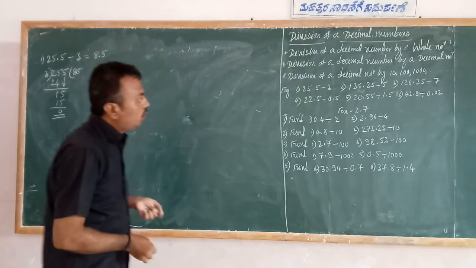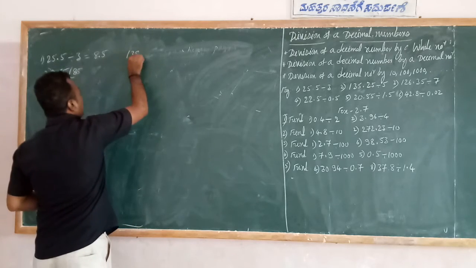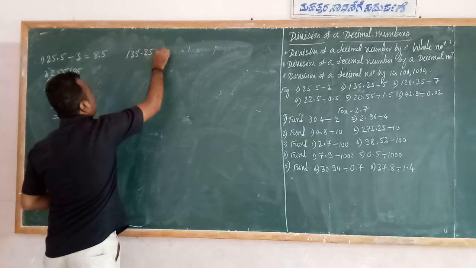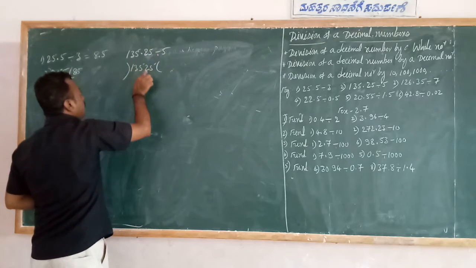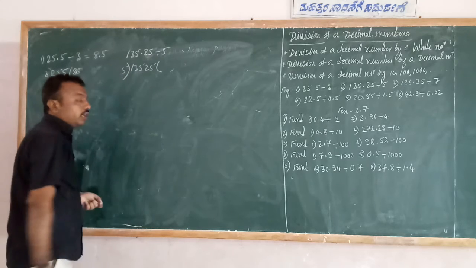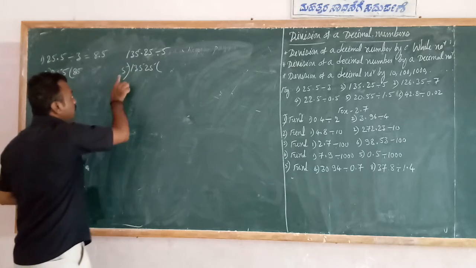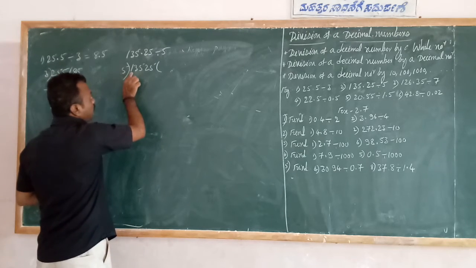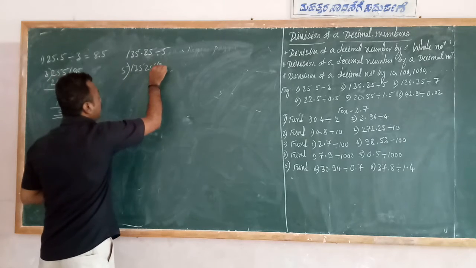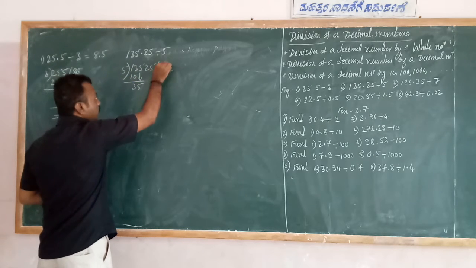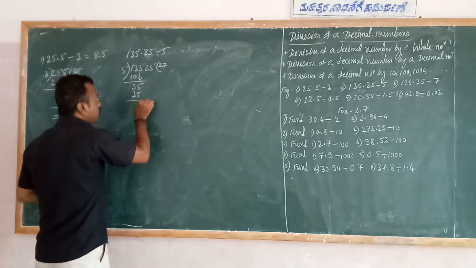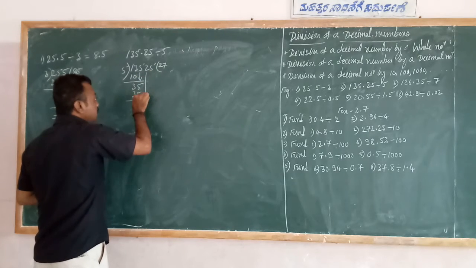135.25 divided by 5. Same, 13525, so leave the point. As usual, divide it the way we do in the number system. 5 is a 1 digit, so if you consider 1 digit it is not possible. You can take 2 digits, so it becomes 13. 5 2s are 10. What is the remaining here? 3. The next digit is 5, it becomes 35. So 5 7s are 35. Easily divided, it becomes 0. The next digit is 2.